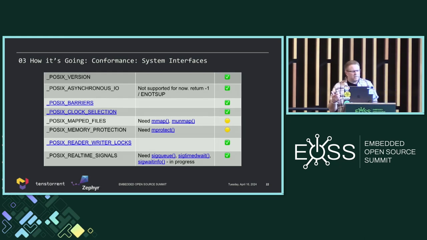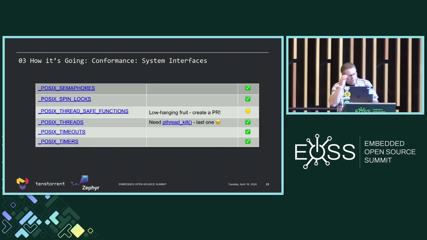Again, a major difference between real-time signals and regular signals is that real-time signals have to be queued. They have to arrive in a determined order. They have to be handled in a determined order in order for the system to be deterministic. Really good opportunity if someone's new to Zephyr and they want to take a crack at some PRs.